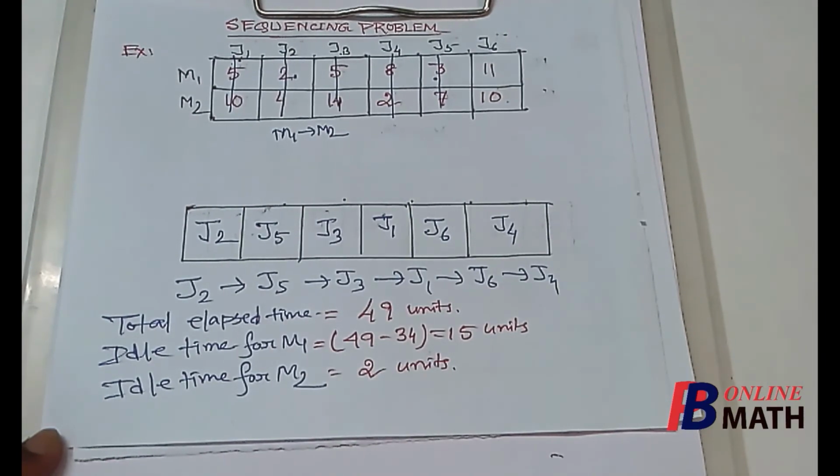With this we complete this part. In this part we have considered the sequencing problem having n jobs on 2 machines. In the next part we shall consider the sequencing problem with n jobs on 3 machines.